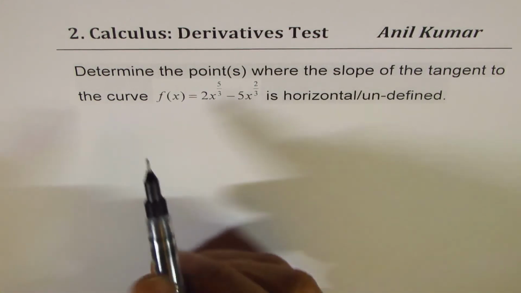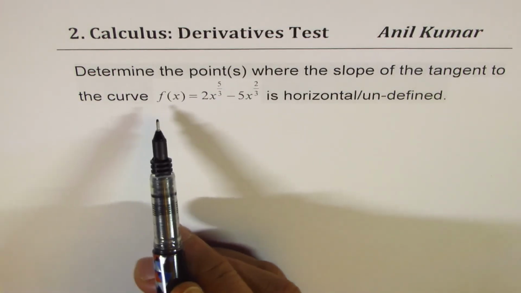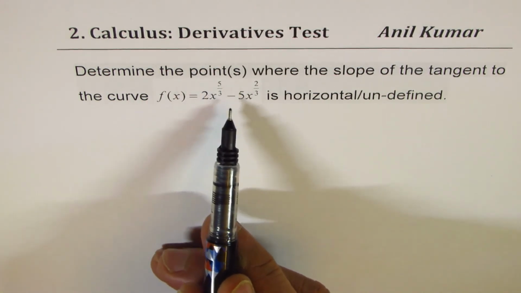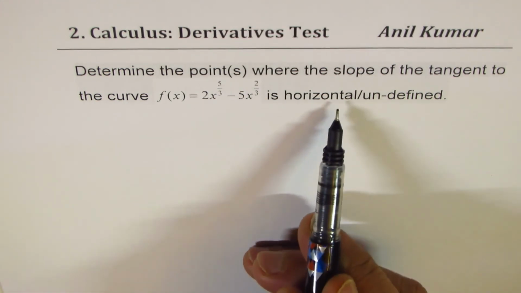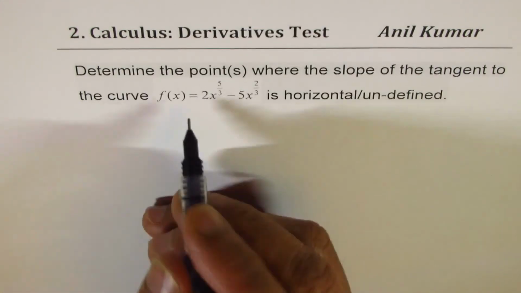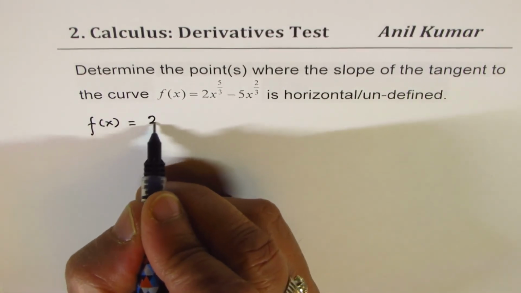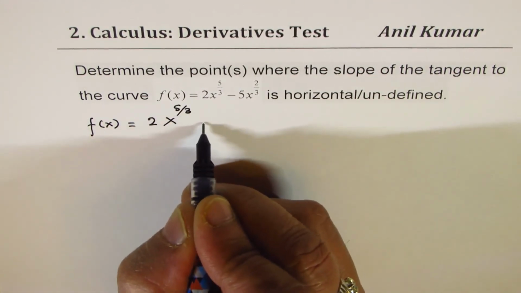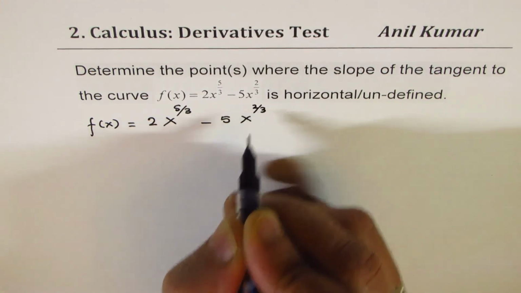The question here is, determine the points where slope of the tangent to the curve f of x equals 2 times x to the power of 5 over 3 minus 5x to the power of 2 over 3 is horizontal or undefined. So we are given the function f of x equals 2 times x to the power of 5 over 3 minus 5 times x to the power of 2 over 3.